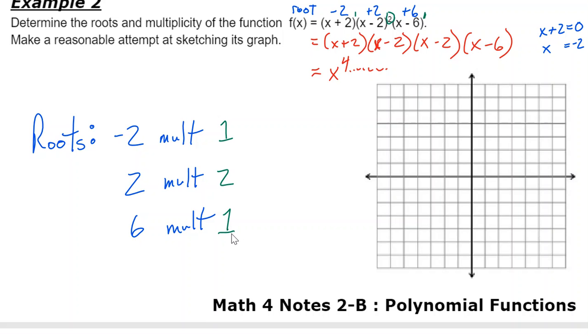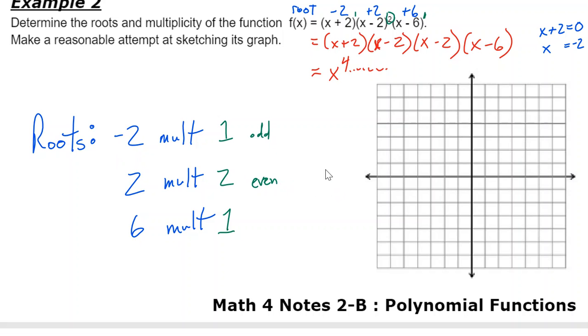Now, what the multiplicity means is how many times this factor occurs when it's factored out like this. The x plus 2 happens once, so it has a multiplicity of 1. The x minus 2, with an exponent of 2, has a multiplicity of 2 because it happens twice in the equation. There are 2 of them. Now, here is a fun fact: when your multiplicity is odd, it does one thing, and when it is even, it does another.